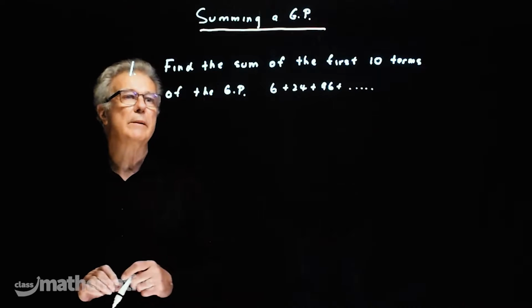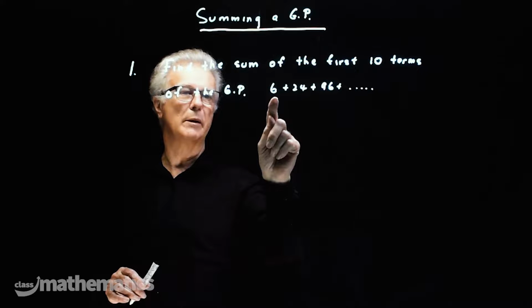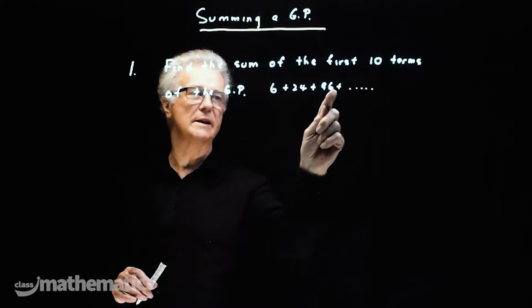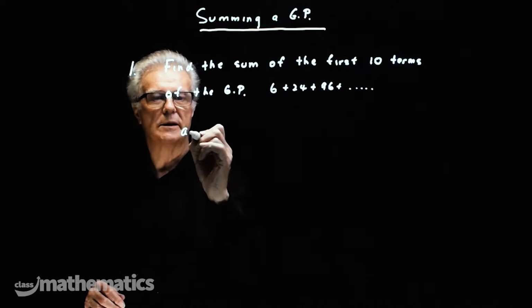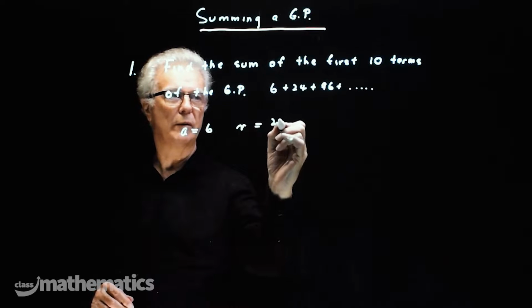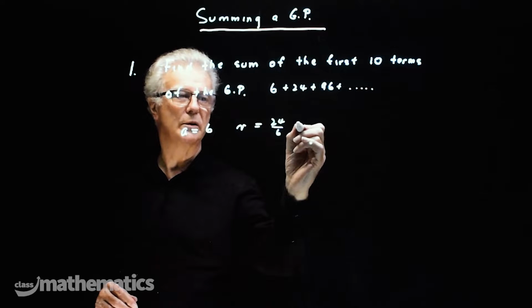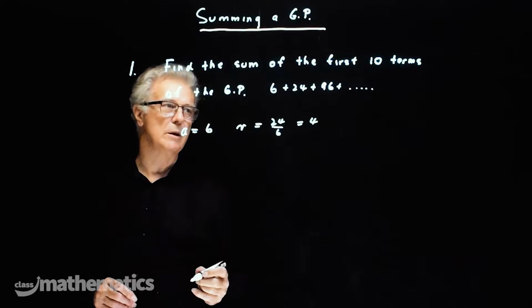Right, this one we're summing a GP. We have to find the sum of the first 10 terms of this geometric progression, 6 plus 24 plus 96, etc. Now, we know that A is equal to 6, and the common ratio is simply 24 divided by 6, which is 4. So we need the formula to work out the sum of a GP.